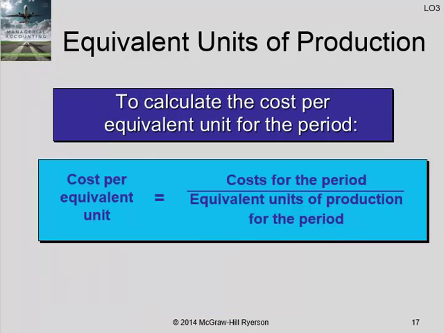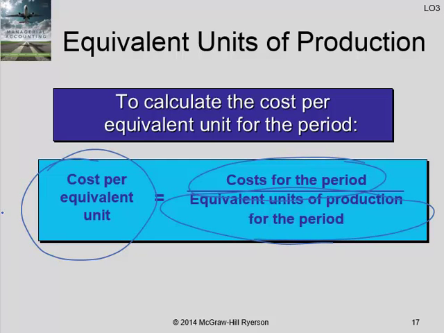Okay, so how do we then calculate the cost for an equivalent unit for the period? Well, we look at the total cost for the period divided by the equivalent units produced in the period, and that gives us this magical number, cost per equivalent unit. Okay, and that allows us to track the costs of our production for our pricing decisions and so on down the road, and for valuing the inventory on our balance sheet as well.